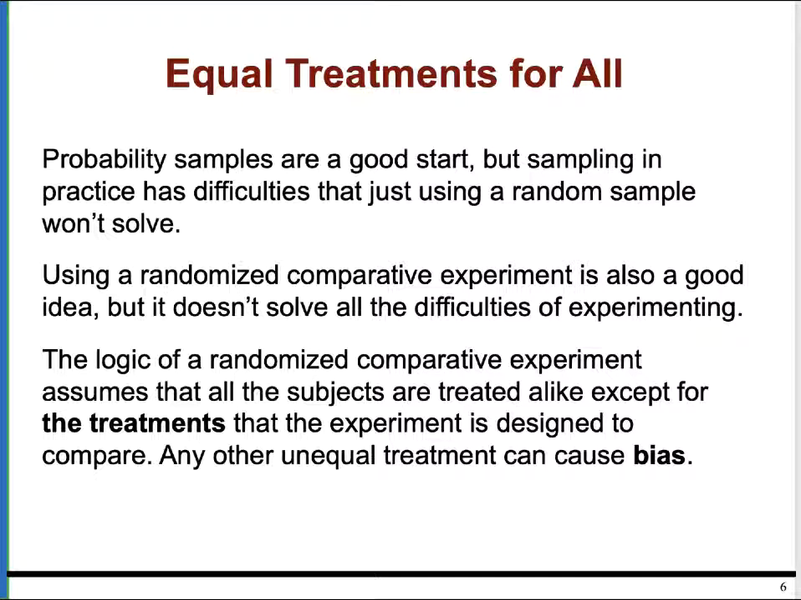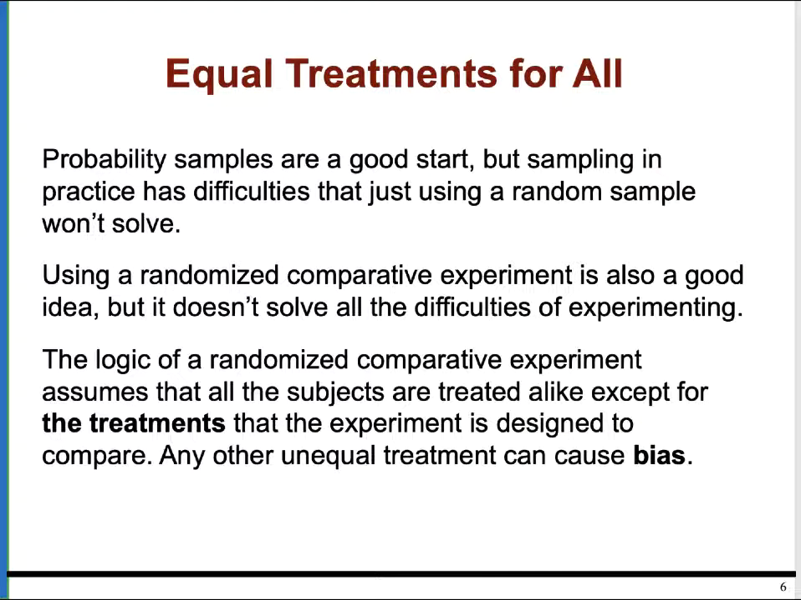Unfortunately, it's impossible to have a perfect study. Probability samples and observational studies certainly help, but sampling in practice often has some difficulties that this random sample just can't solve. Using a randomized comparative experiment is a great way to approach an experiment, but there's still going to be issues in experimenting that you just can't solve with this randomized comparative experiment.